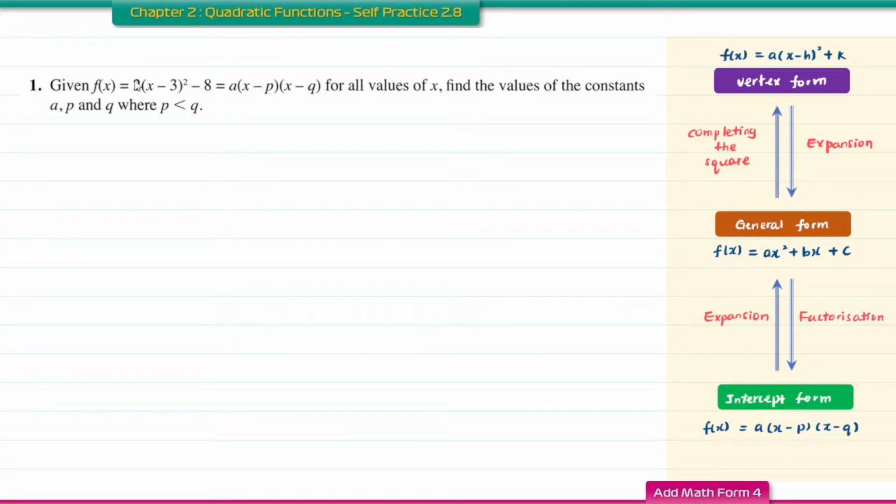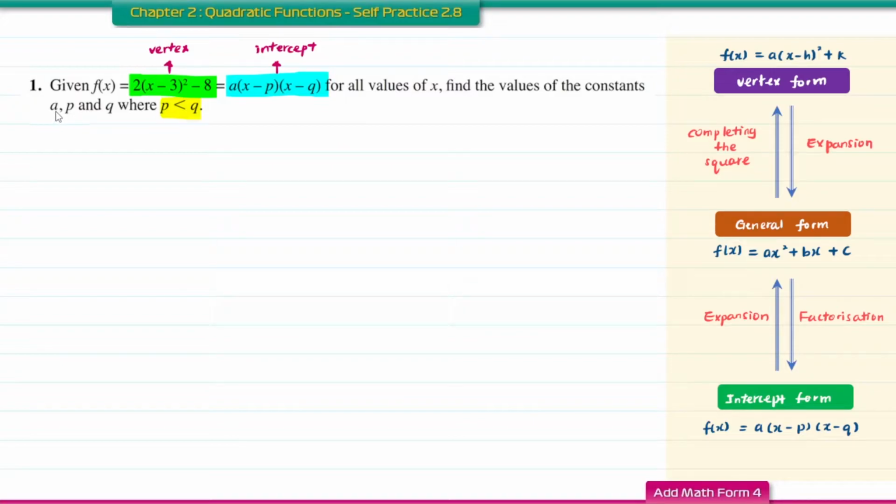Question number 1. Given the functions f of x is equal to these two, for all values of x, find the value of the constants a, p, and q, where p is less than q. So this part, the quadratic function, is written in vertex form, and this part is in intercept form.